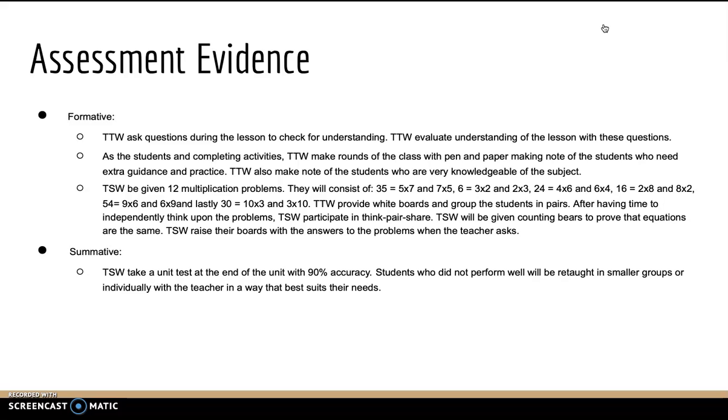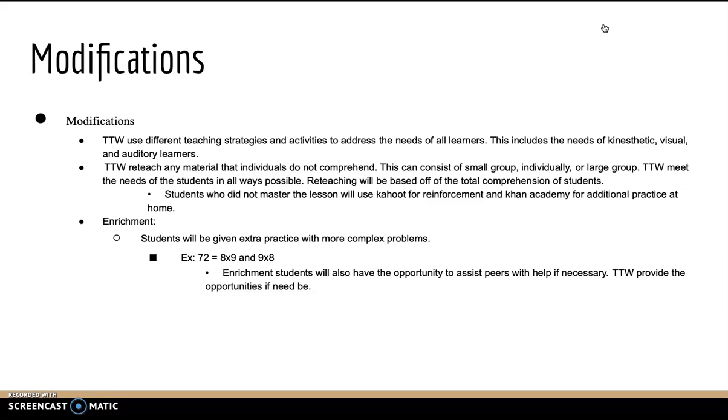So for summative assessment, just taking that unit test, and the students who don't perform well obviously are just going to be retaught in those smaller groups or individually with whatever best suits their needs. So for modifications, the teacher is going to use different teaching strategies. Obviously, I'm going to come to meet the needs of my students the best that I know how, whether they're a kinesthetic, a visual, an auditory learner. I'm going to reteach any material that they don't comprehend.